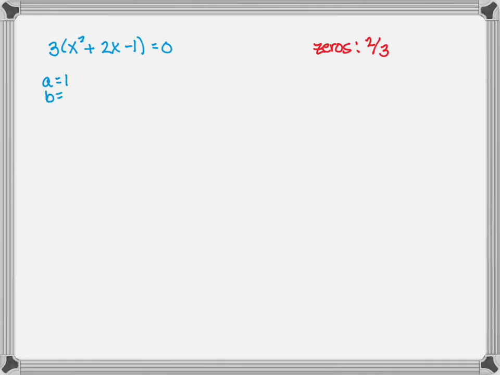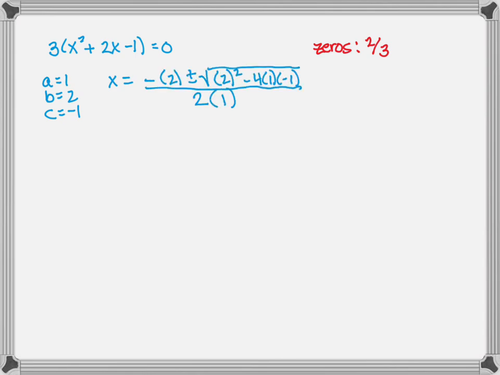A will equal 1, b equals 2, c equals -1. Substituting in, we have x equals the opposite of 2 plus or minus the square root of 2 squared minus 4 times 1 times -1, all over 2 times 1. Simplifying, we get -2 plus or minus the square root of 4 plus 4, all over 2, or -2 plus or minus the square root of 8 all over 2.